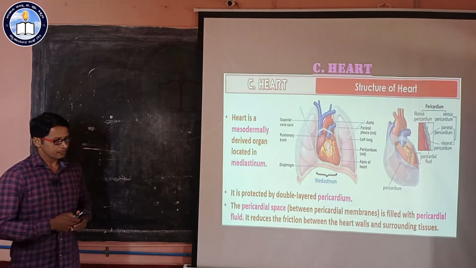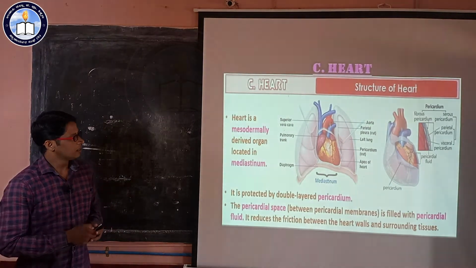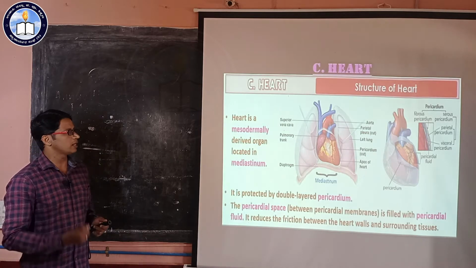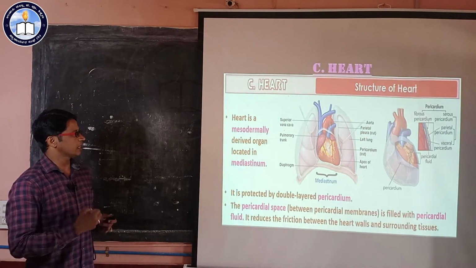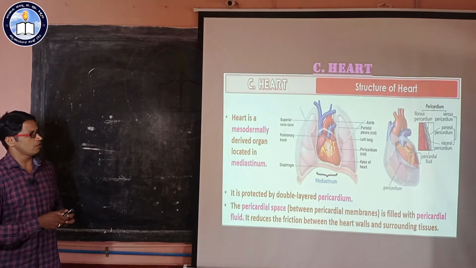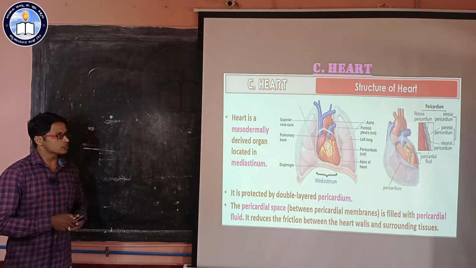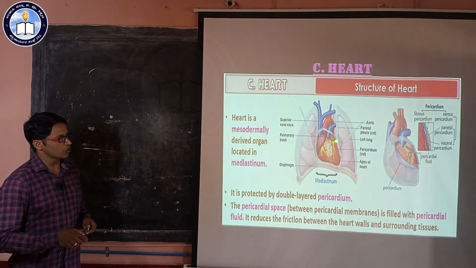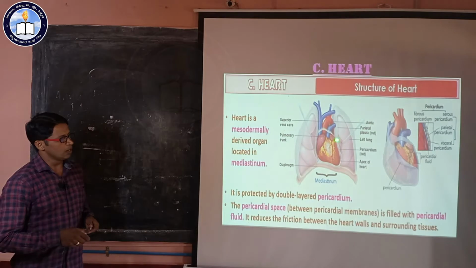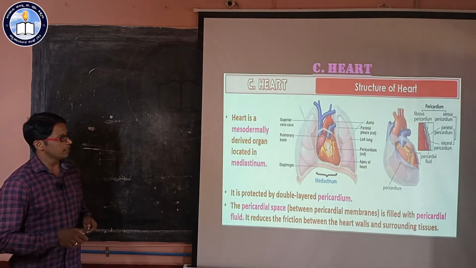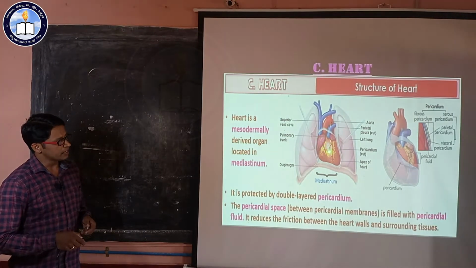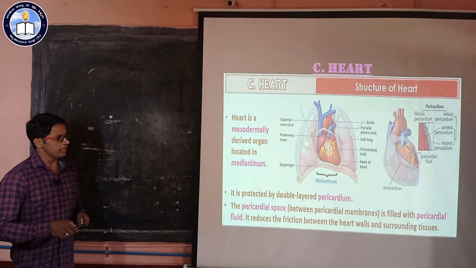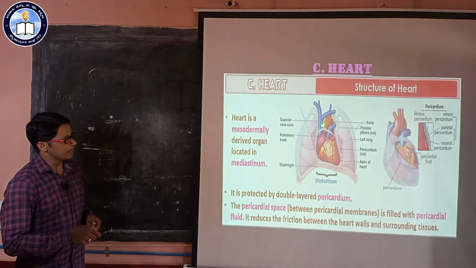So what is the size of the human heart? The human heart is of our fist size. Our heart is about as big as our fist. Where is it located? The heart is located in between the two lungs, and it is a little tilted towards the left. It is present in between two lungs and tilted slightly towards the left.